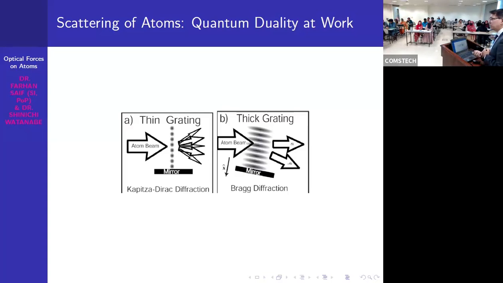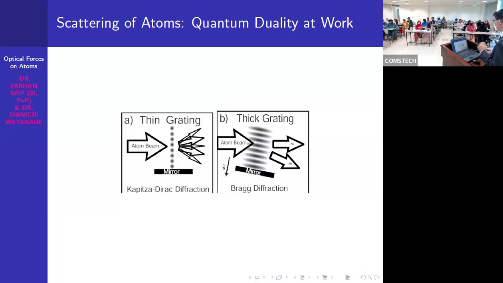A standing wave field is as simple as saying that a laser light is coming, and here we have a mirror, and a part of the light is reflected, the other is incoming, and they interfere with each other and make a standing wave field. So if we have a standing wave field and an atom is coming, how will it interact? What shall happen after the interaction? This brings us to the discussion of scattering of atoms from the optical fields.